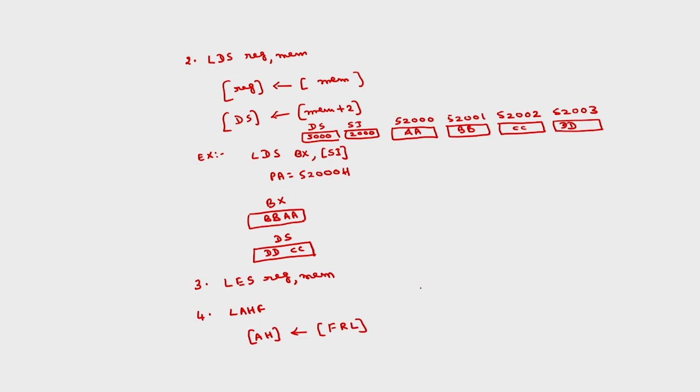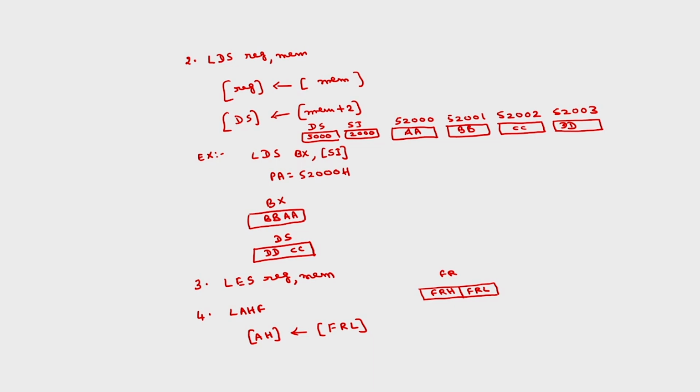So, out of the 16 bits of the flag register that I have explained in the earlier classes, this is the flag register lower, this is the flag register higher. So, AH will be loaded with the flag register lower values. The flag register lower order 8 bits will be loaded into AH. So, these are the 4 load instructions.